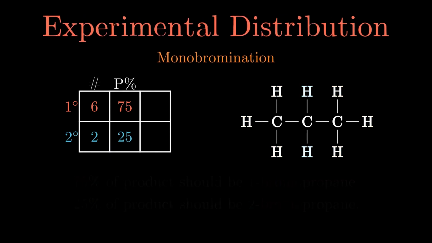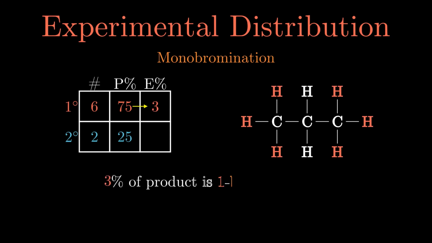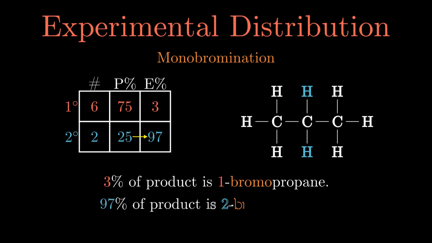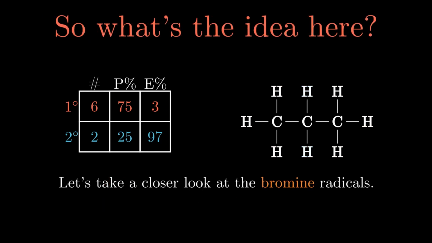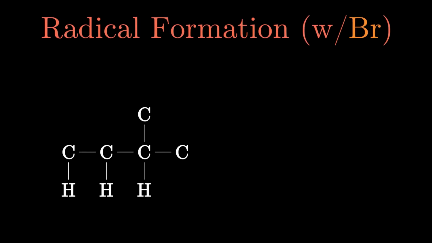However, the experimental results are much different, where only 3% is the primary 1-bromopropane product, and the remaining 97% is the 2-bromopropane. Clearly, bromine must behave radically different than chlorine. So now we need to take a closer look at bromine's reactivity and what type of radicals it tends to form.